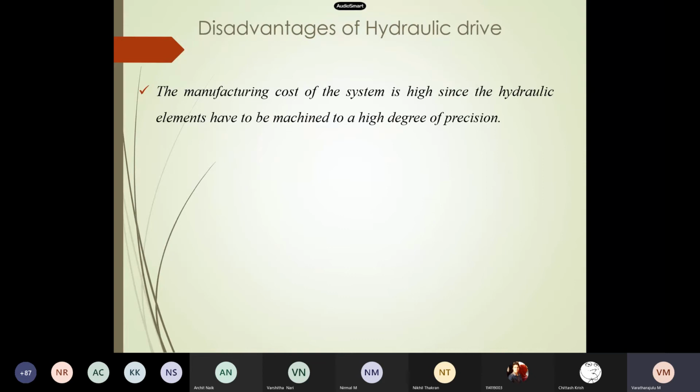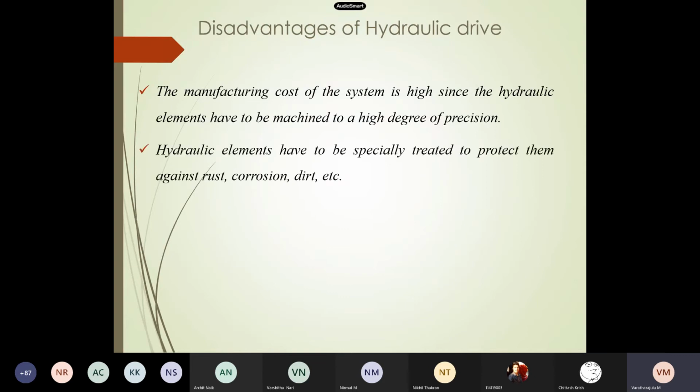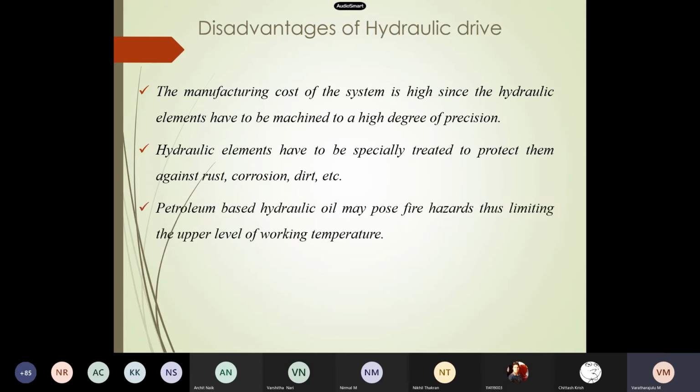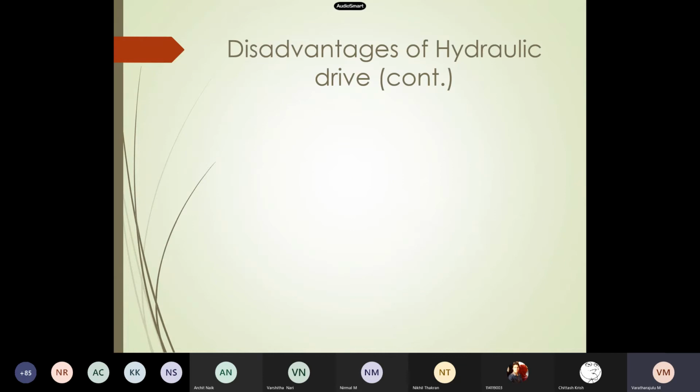And the disadvantages, as I already detailed: the manufacturing cost of the system is high, since the hydraulic elements have to be machined to a high degree of precision. There are various rubbing surfaces in the system. Therefore, it should have higher machining accuracy, and the hydraulic elements have to be specially treated to protect them against rust, corrosion, and dirt. And petroleum-based hydraulic oils may pose a fire hazard, thus limiting the upper level of the working temperature.